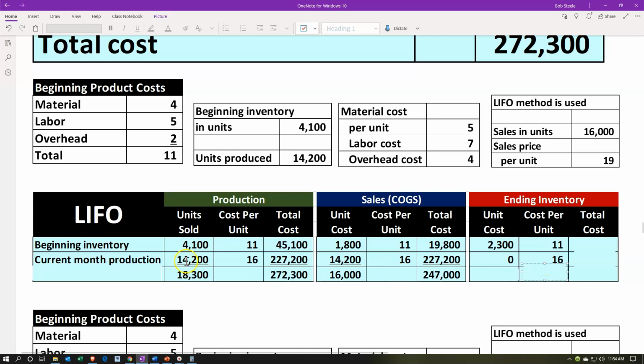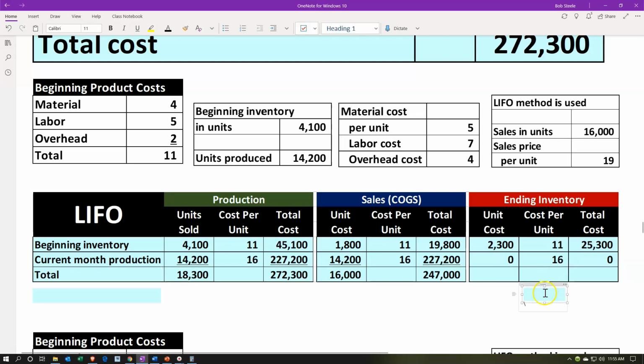So the 14,200 minus the 14,200 is 0 times 16 is going to give us the 0. Then the 4,100 minus the 1,800 is the 2,300 times 11 gives us the 25,300. So we're left with, in ending inventory, the 2,300 and the 25,300 as our ending amounts.